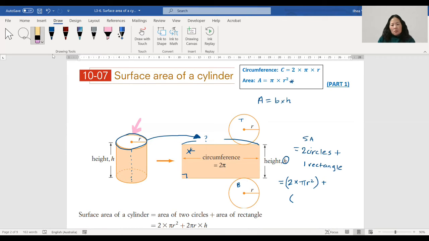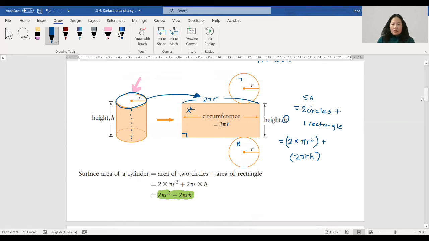Now that means my base is the circumference of the circle. Now circumference is 2 pi r. So my base of that rectangle is 2 pi r and the height is h. So now I can write the area of the rectangle: base 2 pi r times height h. So the surface area of a cylinder sums up right here: the area of two circles, which is 2 pi r squared because it's two of them, plus the area of the rectangle, which is 2 pi r h, because 2 pi r was our base, h was height. So that's base times height.